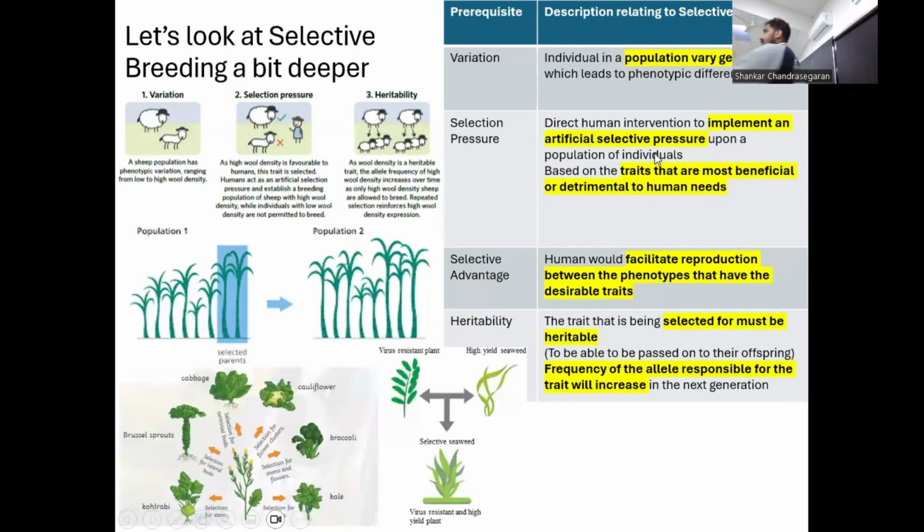So we have our variation in the population, we have the selection pressure, we have the selective advantage. So we will facilitate the reproduction between the phenotypes that have the desirable traits, right? In the same way, we mated the two sheep with the high wool density. We are basically making sure that those with the desirable traits end up reproducing with each other so that they can pass on that heritable trait into the next generation. As a result, the frequency of the alleles responsible for the trait will increase in the next generation.